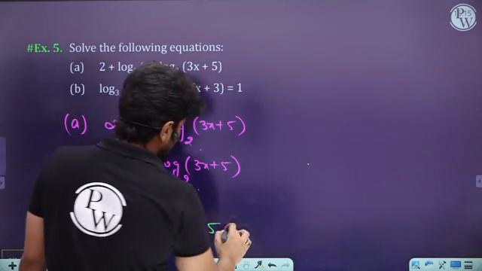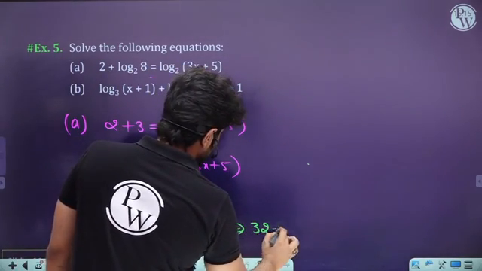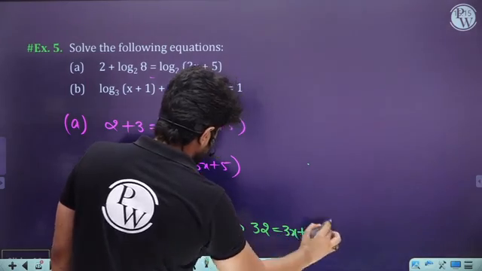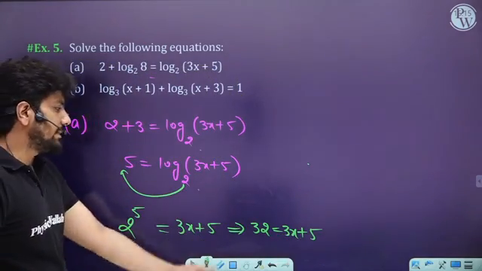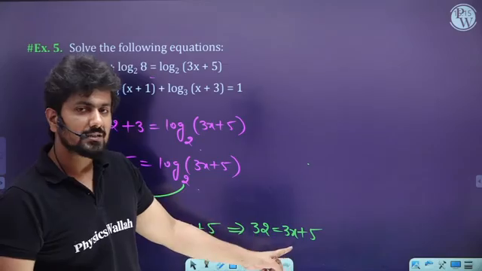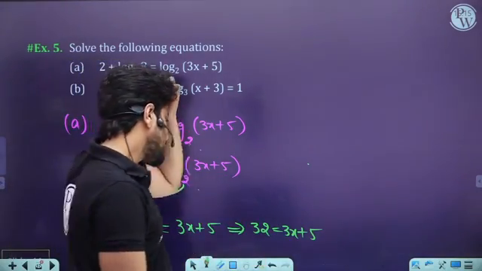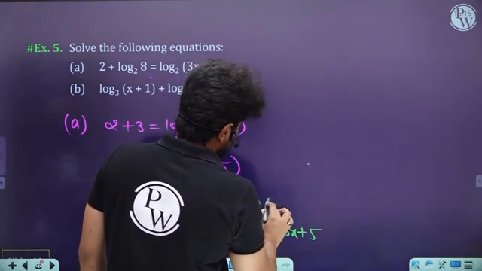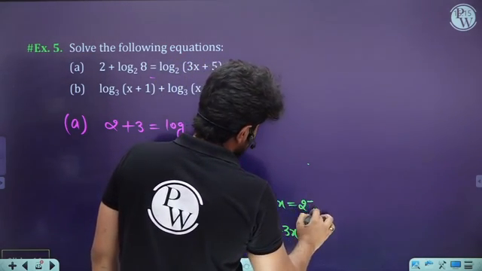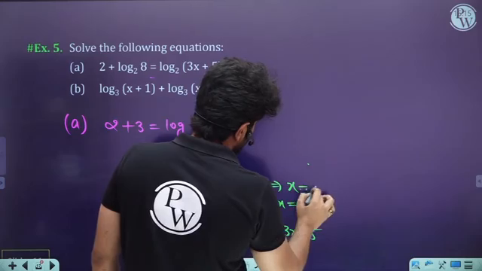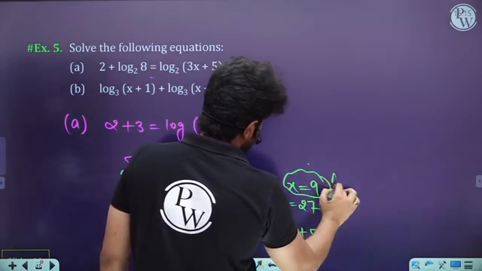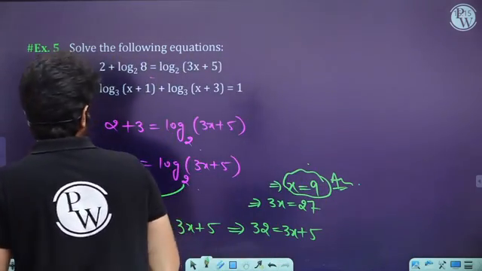So we have now 32 is equal to 3x plus 5. So what's the value for 3x now? 32 minus 5, which will be 27. So 3x is equal to 27. So x will be equal to 9. That's our answer for this question. Very easy.